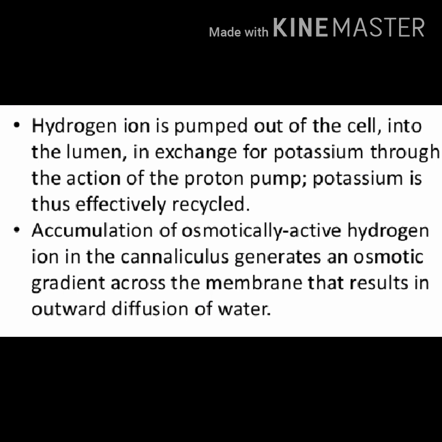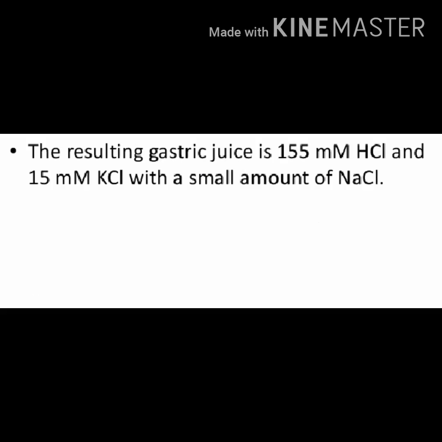The hydrogen ion is pumped out of the cells into the lumen in exchange for potassium through the action of the proton pump. The potassium is thus effectively recycled. Accumulation of osmotically active hydrogen ion in the canaliculus generates an osmotic gradient across the membrane that results in the outward diffusion of water. The resulting gastric juice is 155 mM HCl and 15 mM KCl, with a small amount of NaCl.